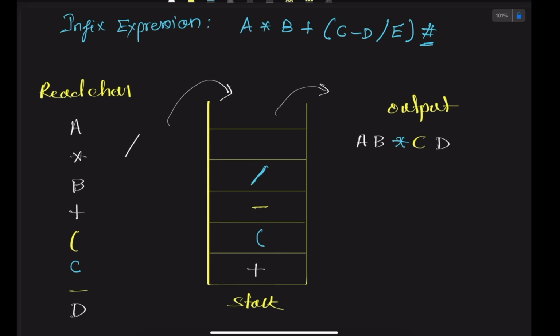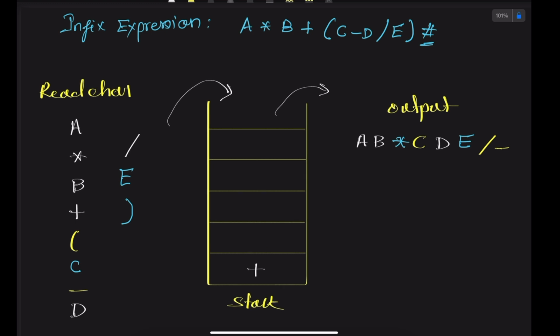Now the next character is E. E is an operand, so directly you can write it on the screen. Then you have to read the close parenthesis. When it is a close parenthesis, you have to take out everything between the open and close parenthesis. While writing the answer, the first operator coming out is slash, and the next operator is minus. And ignore the parenthesis while writing the answer.